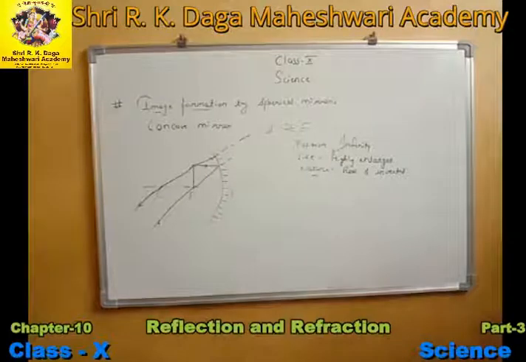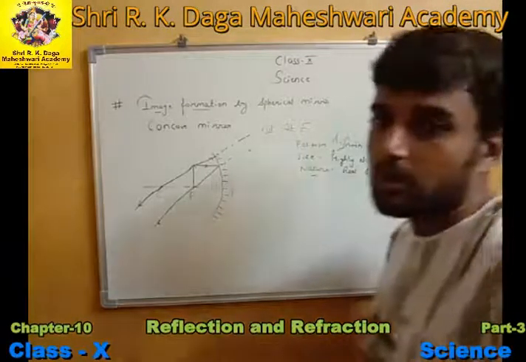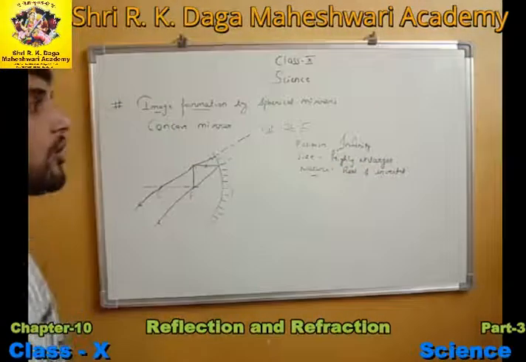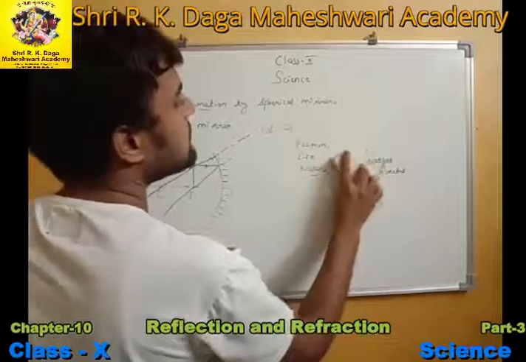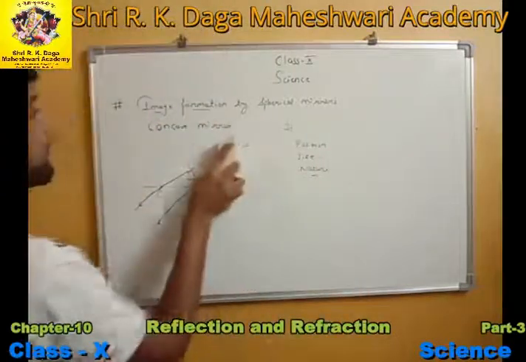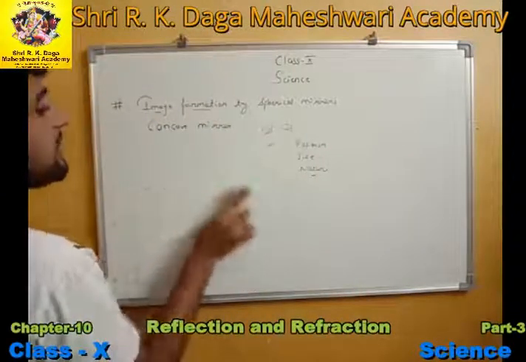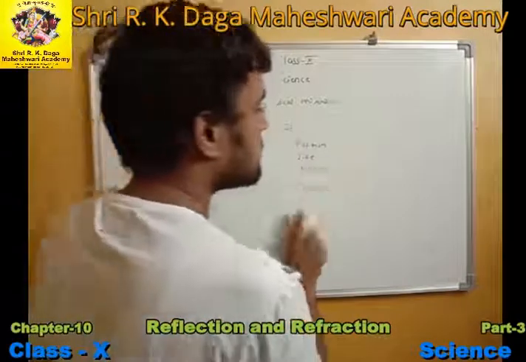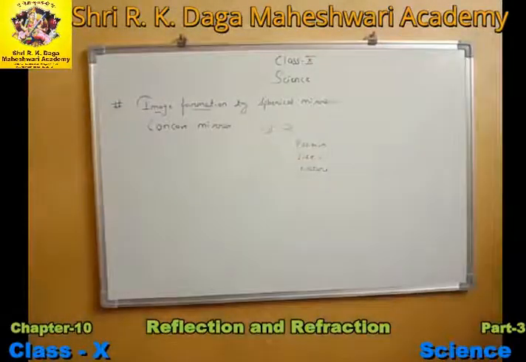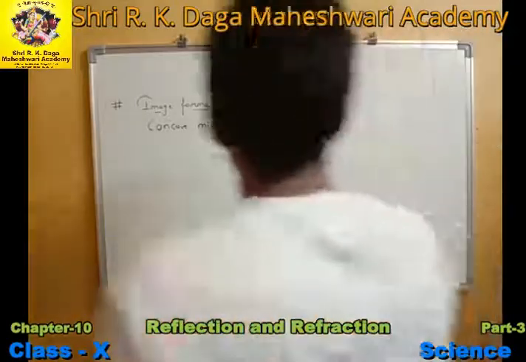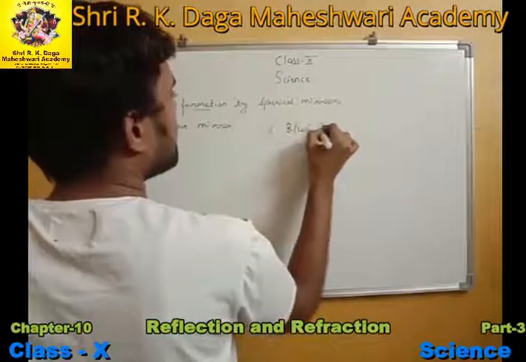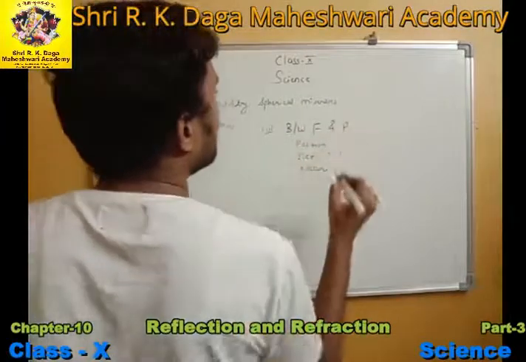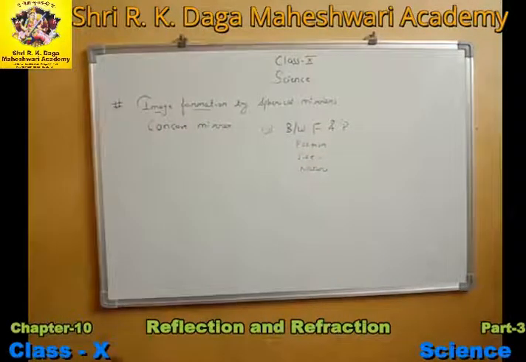Is that okay? Now the last case that we are going to see is when your object will be between F and P, that is between focus and pole. So in that case, what will happen and how the image will form, this we are going to see now. Okay, your object is between F and P, that is focus and pole.